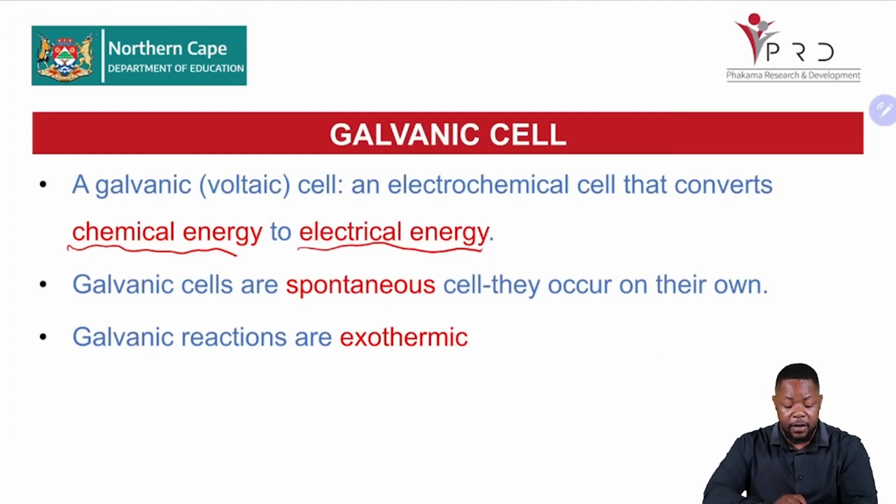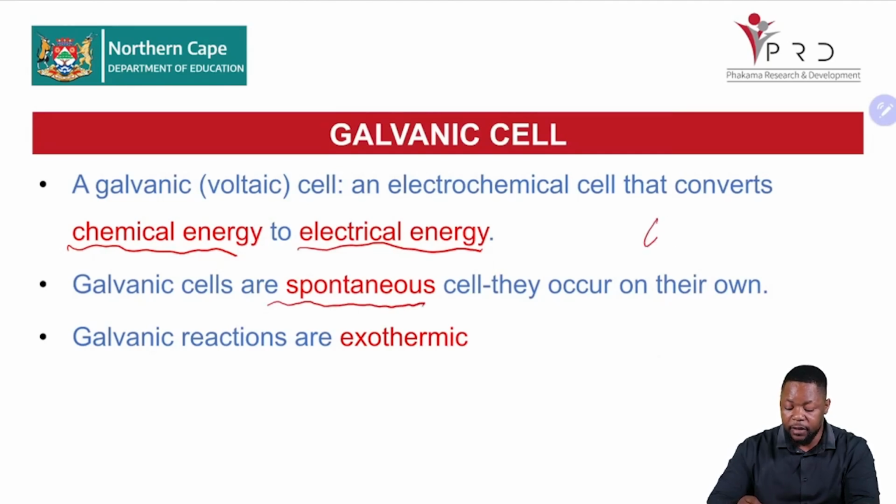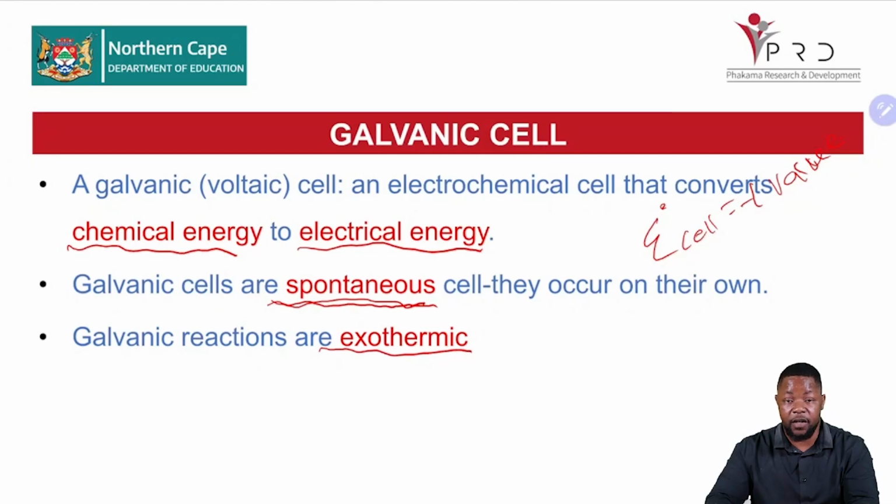Galvanic cells can be said to be spontaneous due to the fact that when we calculate the E0 cell of the galvanic cell, we get a positive value. Because we get a positive value, we can say that they are spontaneous. They occur on their own without additional energy being added. Galvanic cells or galvanic reactions are said to be exothermic in the sense that they release energy. Energy is released from the system to the surroundings, and hence we refer to galvanic cells or galvanic reactions as exothermic reactions.